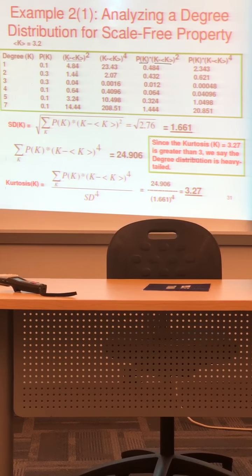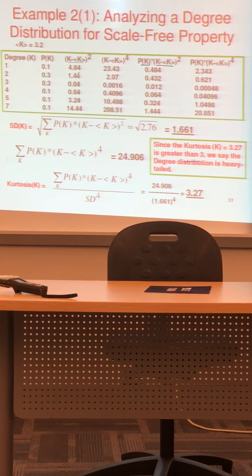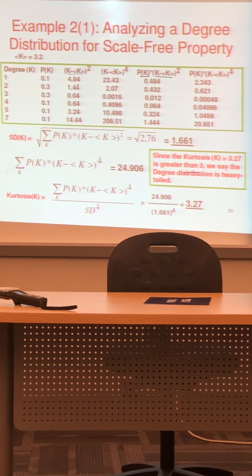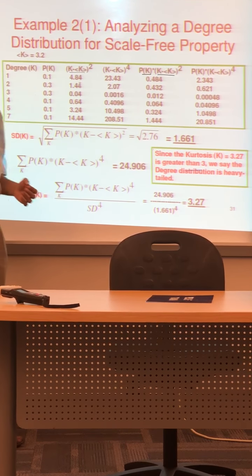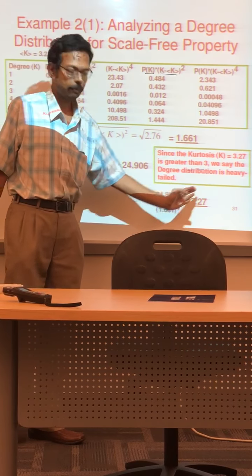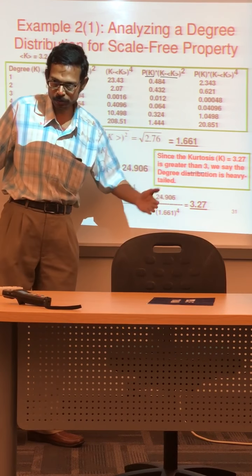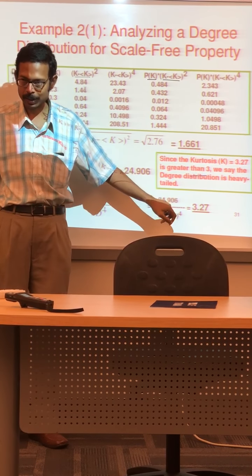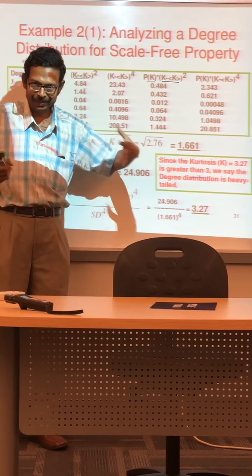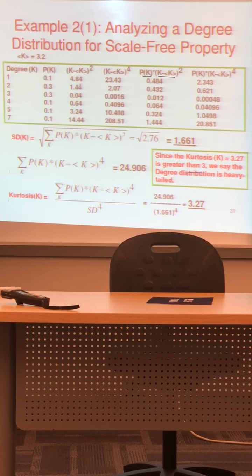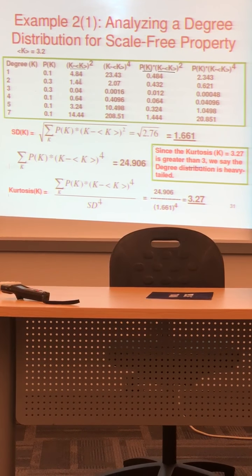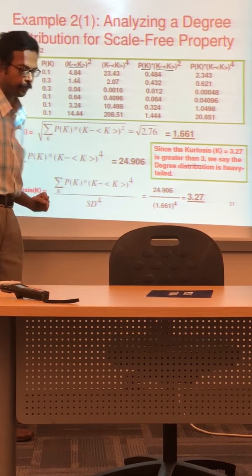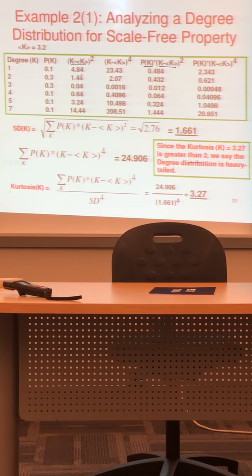So the cutoff point is 3. If it's 3 or above, we can say the network will exhibit scale-free property, or it is heavy-tailed in nature. Of course, it's not far away from 3. If you have two networks, where the kurtosis for one of them is 3.27 and the other is say 10, then we can say which network is relatively more scale-free. That is why we quantify all this. So it's kind of on the borderline. Any question?